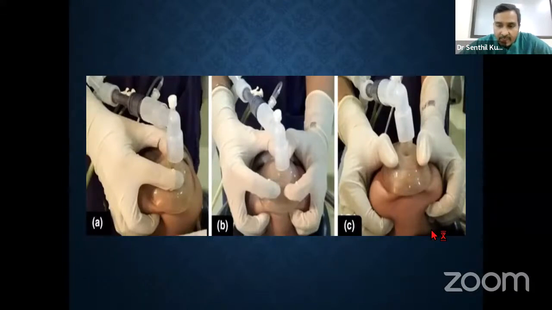In case again there is some problem, we can put the mask, put an airway, either oral or nasopharyngeal airway, and we can utilize the help of the other person, a second person, to give some extra pressure over the circuit so that adequate seal is obtained.